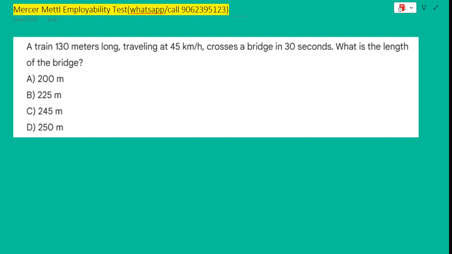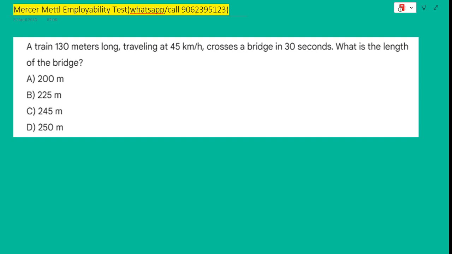Now don't let the name scare you. It sounds like a heavy metal bond, I know that, but it's actually one of the biggest gatekeeper examinations used by companies like Microsoft, Amazon, and even the big banks to see if your brain functions under pressure or not. So today's mission is we are going to solve a classic train versus bridge problem.